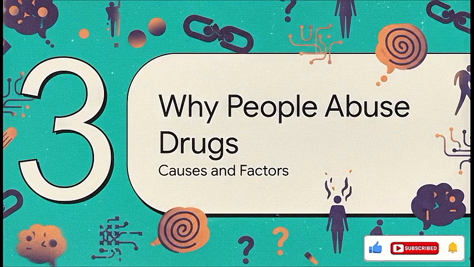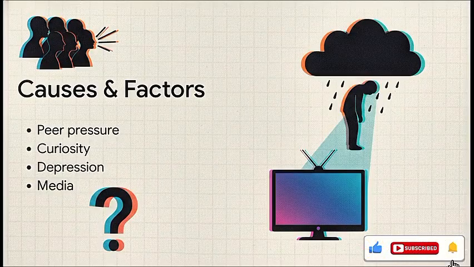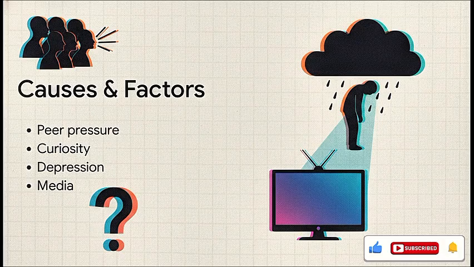Okay, let's shift to Section 3, Why People Abuse Drugs. Let's unpack the causes and factors. So, why do people actually do it? Well, there are complex social and personal pressures that push folks toward these substances. Take peer pressure, for example. It is incredibly powerful. It plays on that fear of being left out, convincing someone to try something dangerous just so they fit in with the crowd. Then you've got the media, which often glamorizes drug use and completely ignores the terrible consequences.